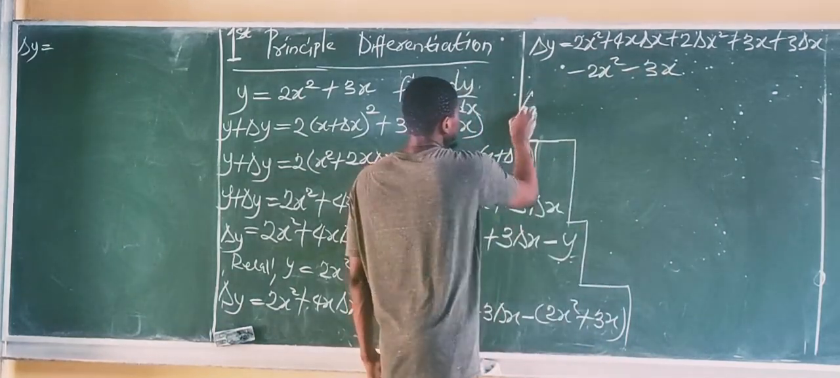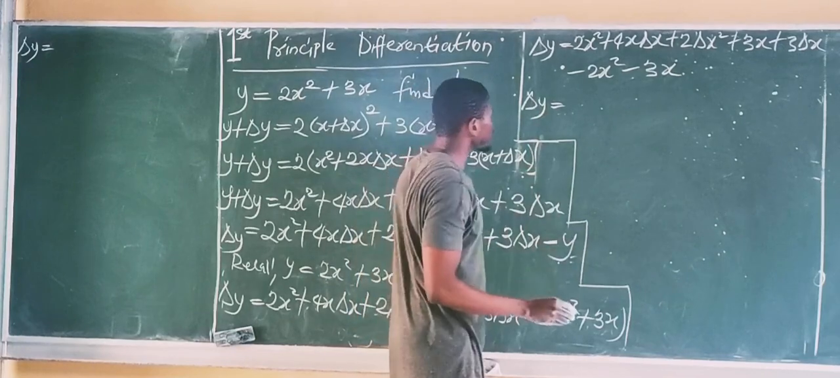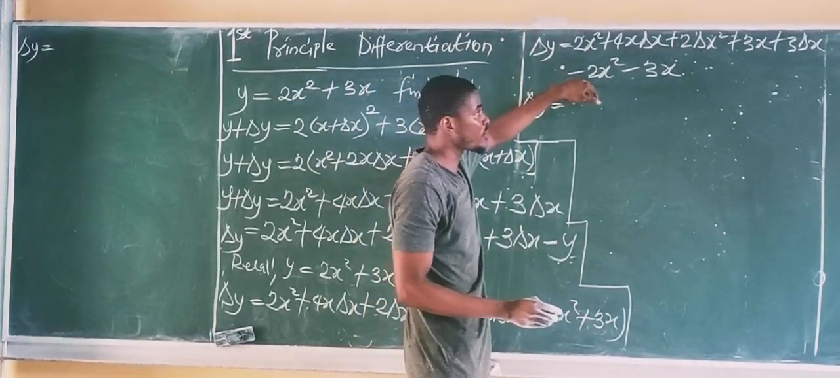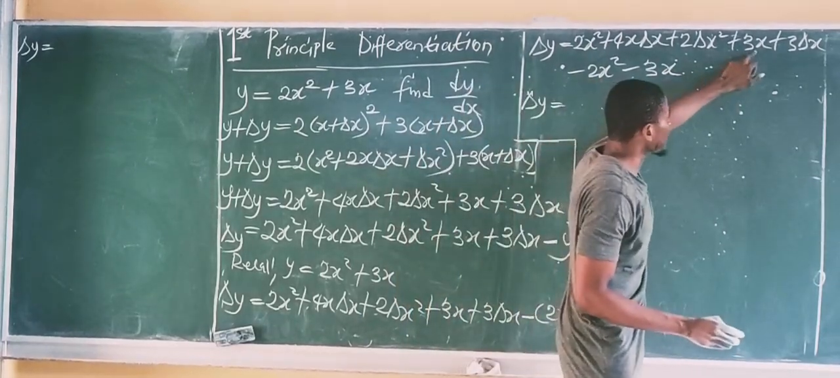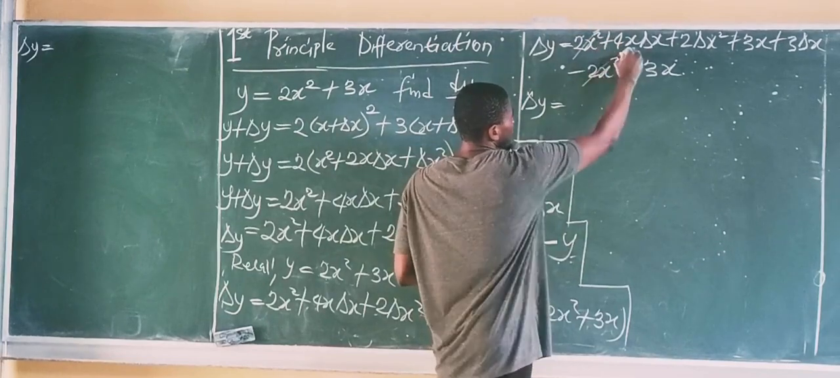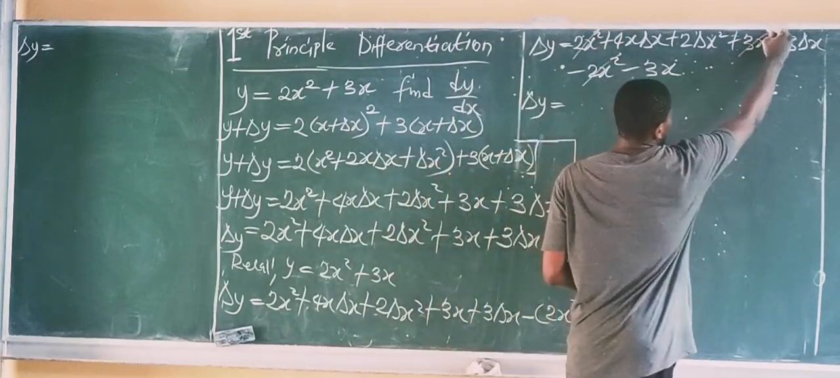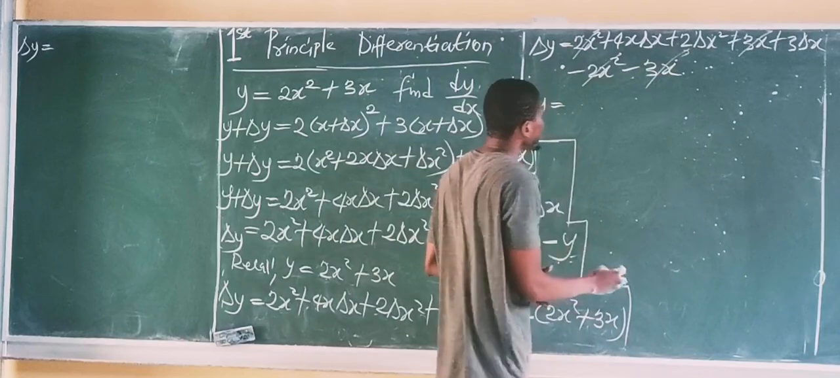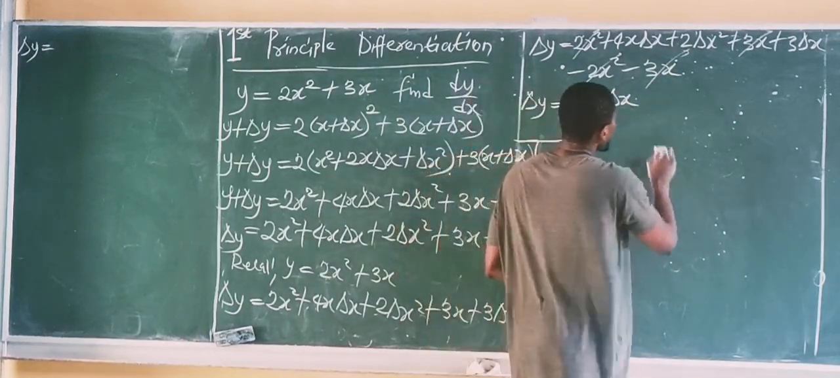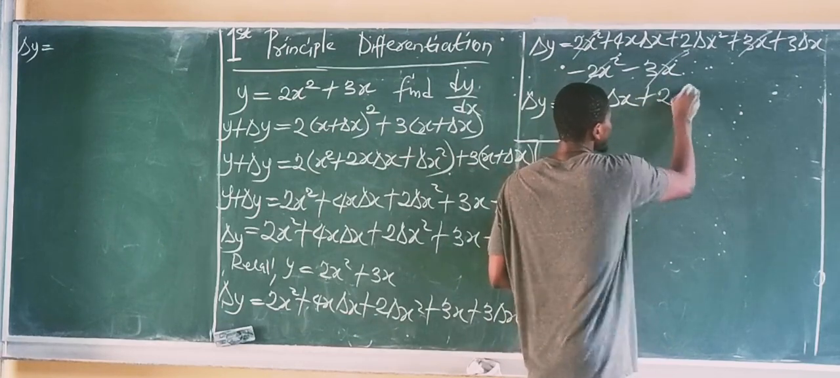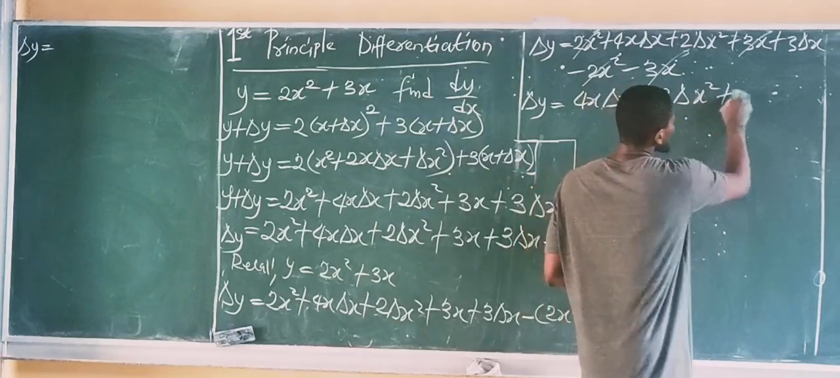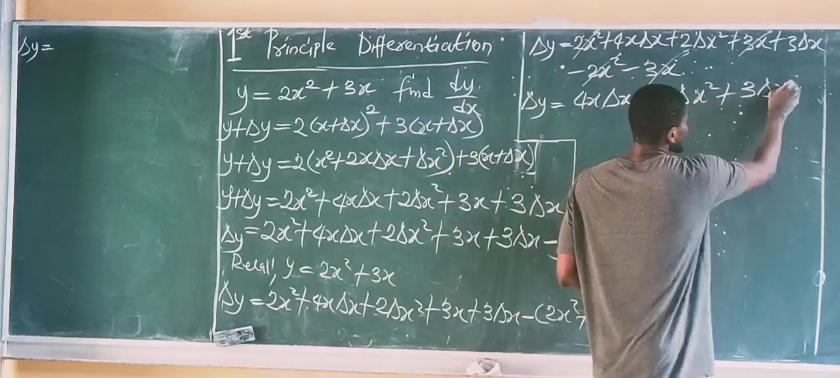Okay, so change in y is now equal to, so take note, this is now 2x squared minus 2x squared is off. I also have 3x minus 3x is off. So 2x squared cancels 2x squared, 3x subtract 3x. So we are now left with simply 4x change in x plus 2 change in x squared plus 3 change in x.